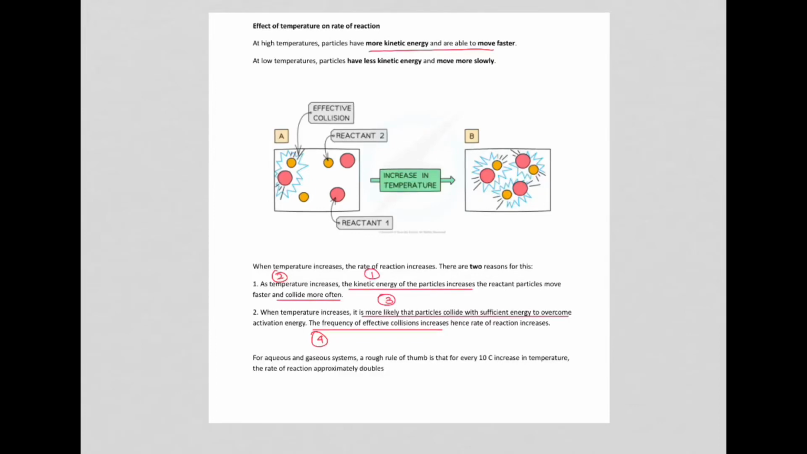Hi everyone, so we have seen that when temperature increases, particles have more kinetic energy. They move faster. When they move faster, you're going to have more collisions. So as you can see here, more collisions than at lower temperature. This means that there's greater frequency of effective collisions. They will have greater tendency to collide with sufficient energy to overcome activation energy. Hence, rate increases at high temperature.